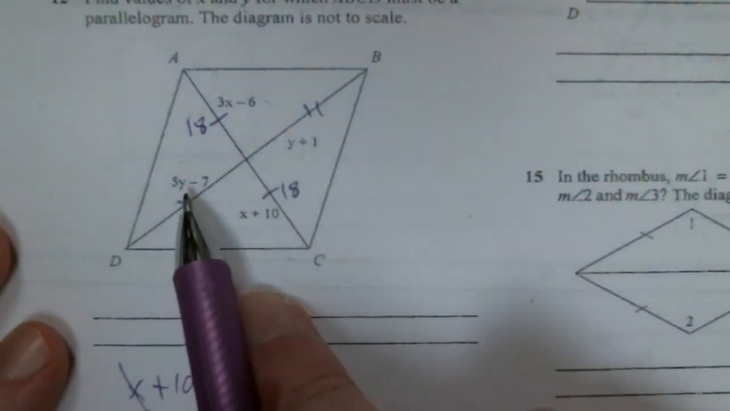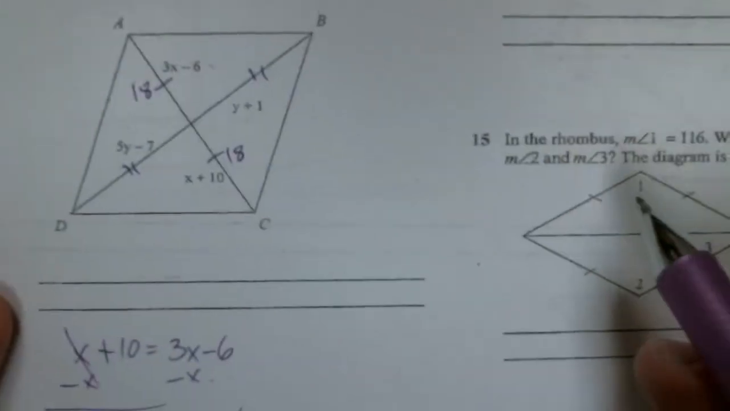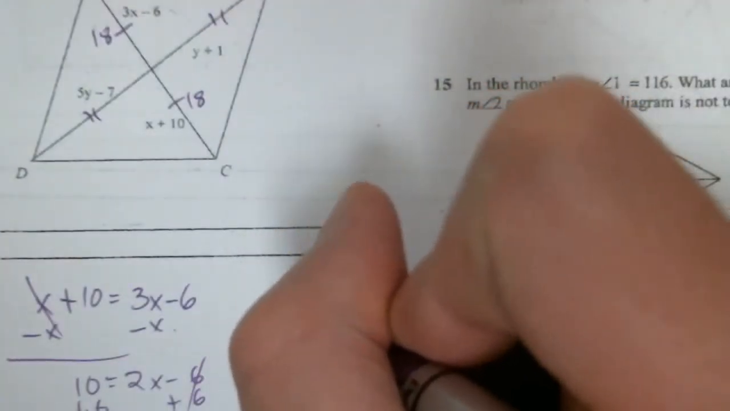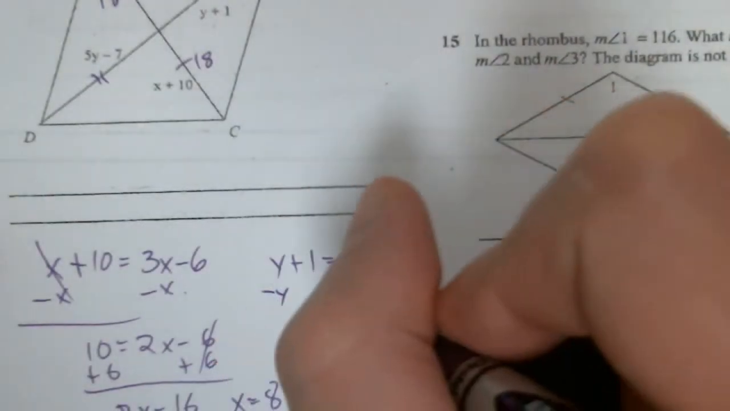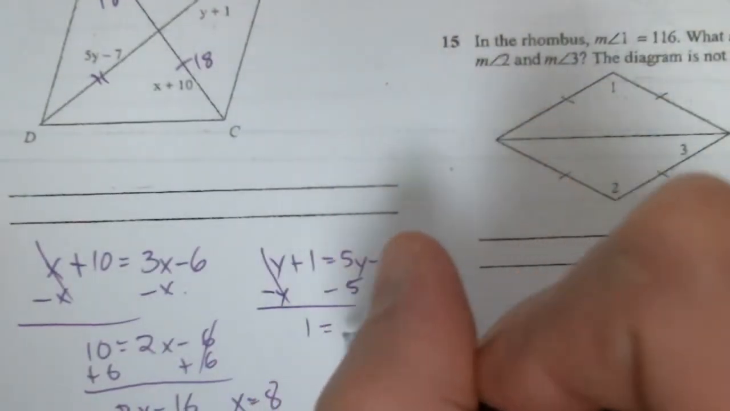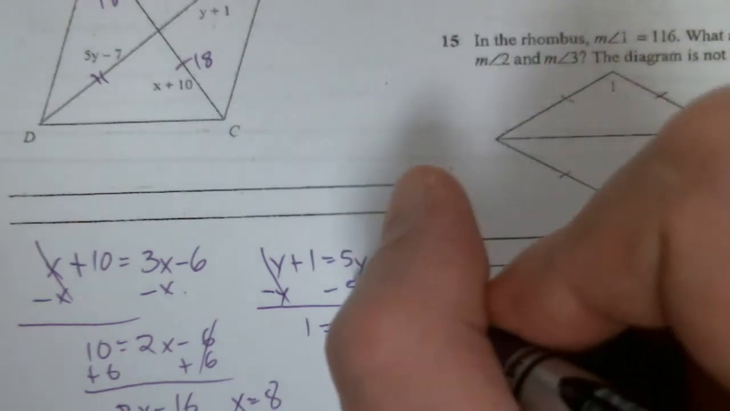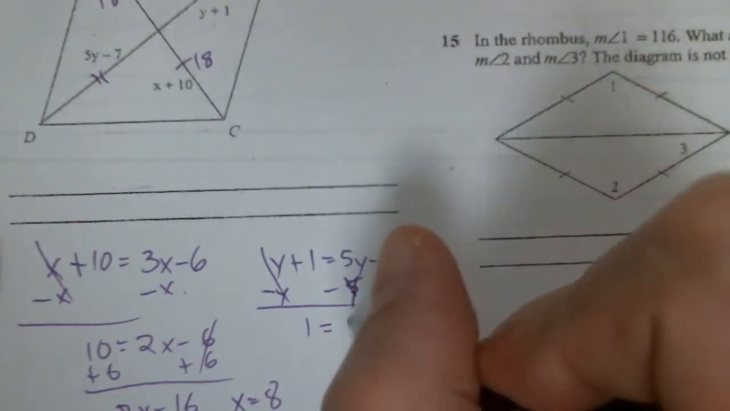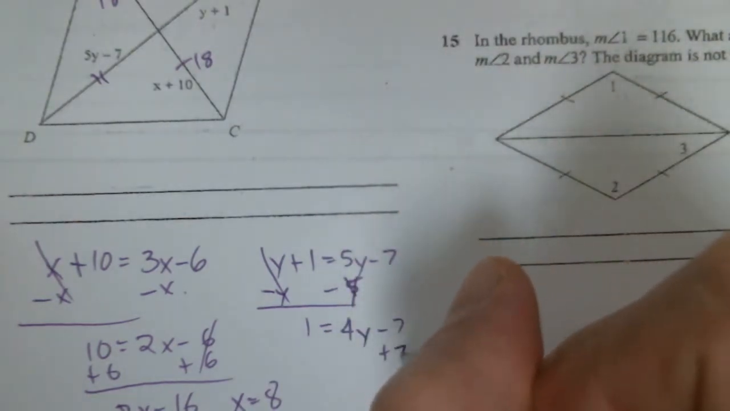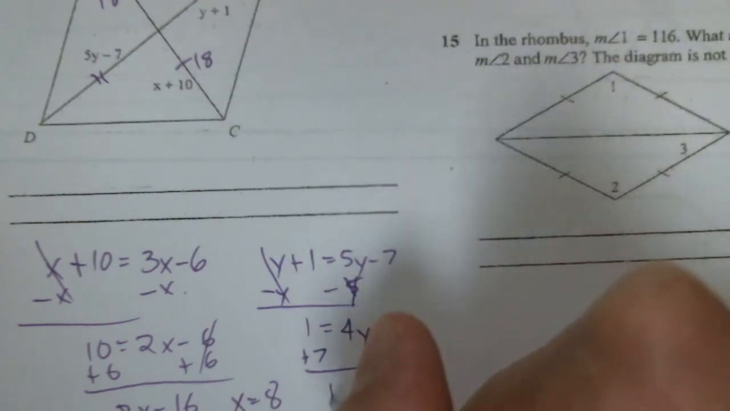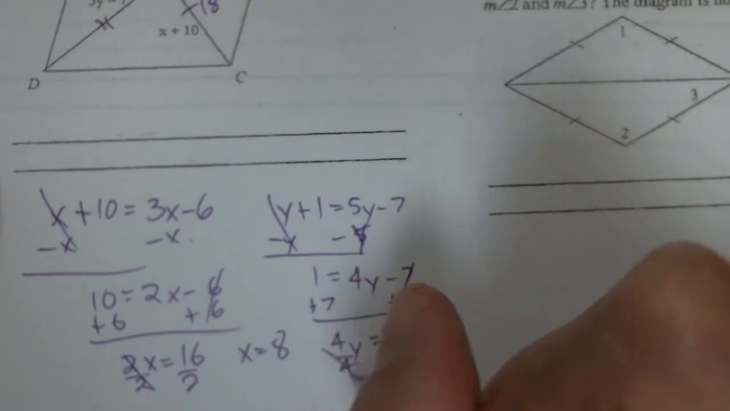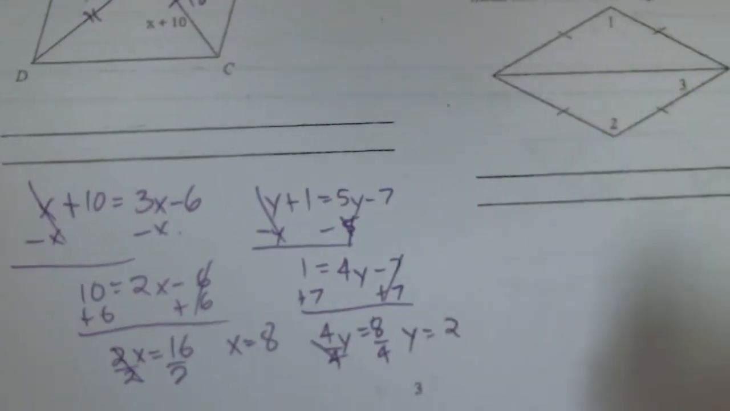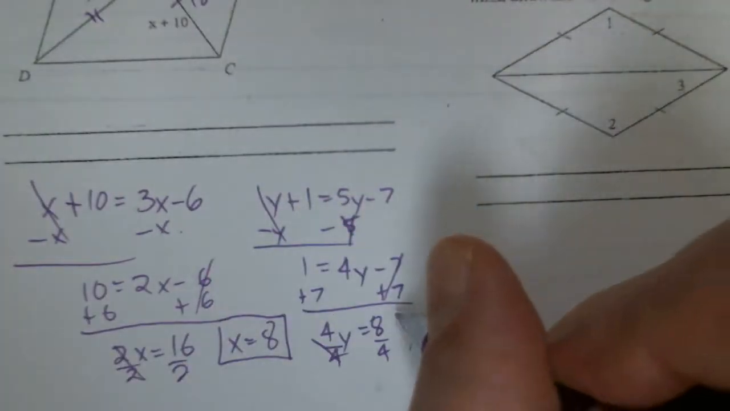Now for the y's, again, we'll just set that expression equal to that expression. So y plus 1 is equal to 5y minus 7. So let's subtract y from both sides. 1 equals 4y minus 7. Let's add 7. 4y equals 8. Divide by 4, and y equals 2. So x is 8 and y is 2.